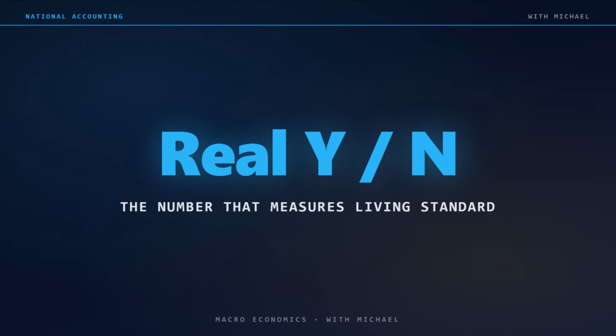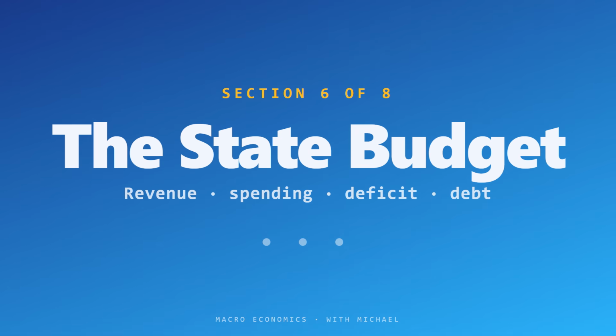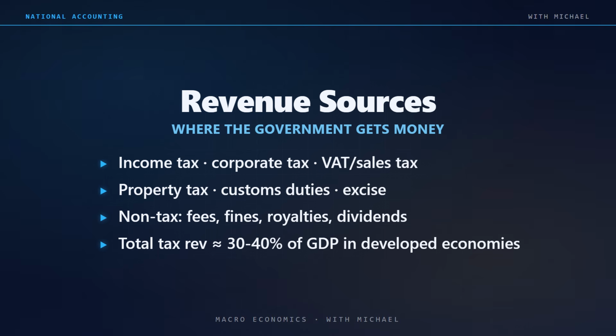Section 6. The state budget. Government accounting follows similar principles to national accounting, but with its own structure. On the revenue side, the government collects money from several sources. Tax revenues are the largest, including income taxes, corporate taxes, value-added tax or sales tax, property tax, customs duties, and various excise taxes.